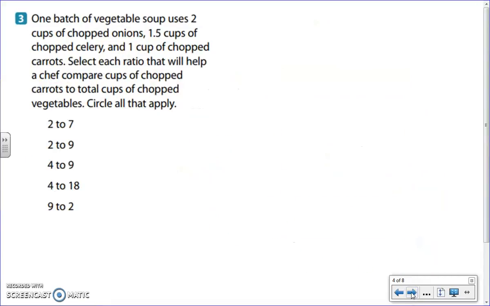Number 3 says, 1 batch of vegetable soup uses 2 cups of chopped onions, 1.5 cups of chopped celery, and 1 cup of chopped carrots. Select each ratio that will help the chef compare cups of chopped carrots to total cups of chopped vegetables. Circle all that apply, so this one might have multiple answers. The ratio we're looking at is cups of carrots to total cups, so the cups of carrots need to come first, and total cups second.